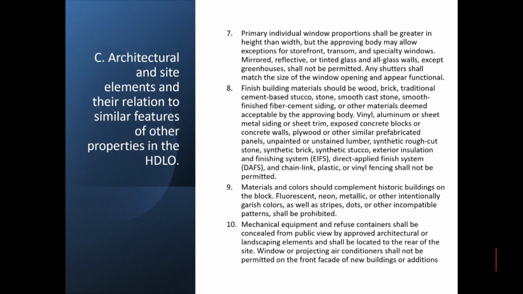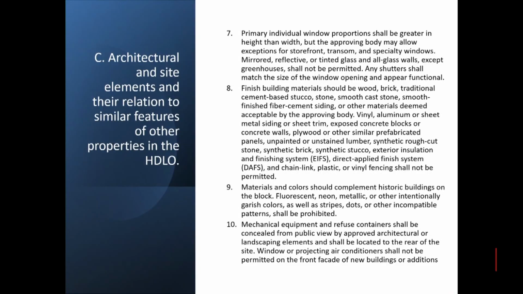Window proportions shall be greater in height than in width, but the planning board as the approving body may allow exceptions for storefront windows or transom windows. And then mirrored, reflected, or tinted glass is not permitted, and shutters shall match the size of the windows. Finished building material should be wood, brick, traditional cement-based stucco, stone, smooth cast stone. There's a whole list here.